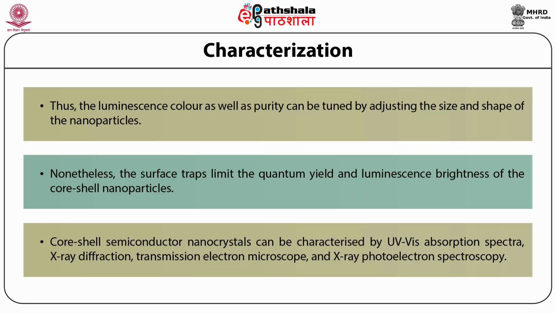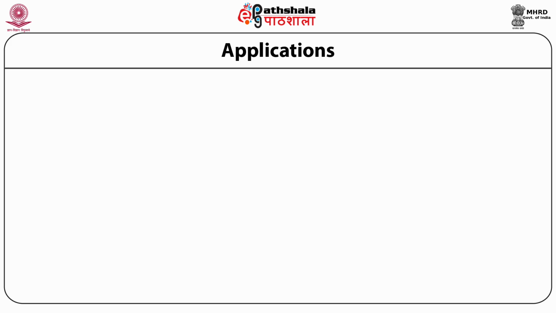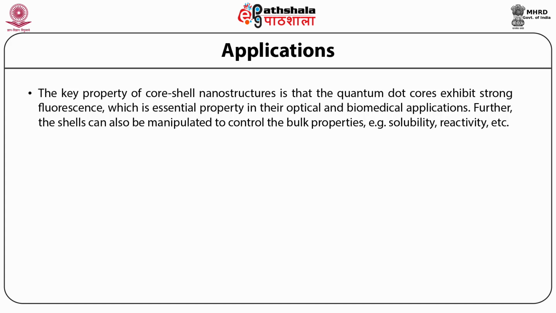Core shell semiconductor nanocrystals can be characterized by UV visible absorption spectra, X-ray diffraction, transmission electron microscope, and X-ray photoelectron spectroscopy. We will next study the applications of semiconductor nanocrystals. The key property of core shell nanostructures is that the quantum dot cores exhibit strong fluorescence, which is an essential property in their optical and biomedical applications. Further, the shells can also be manipulated to control the bulk properties, for example, solubility, reactivity, etc.